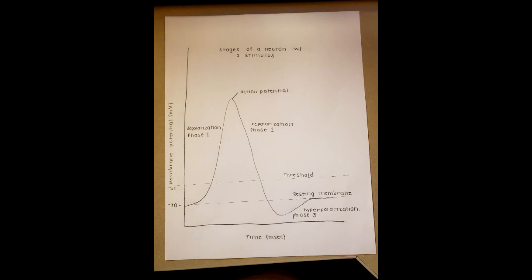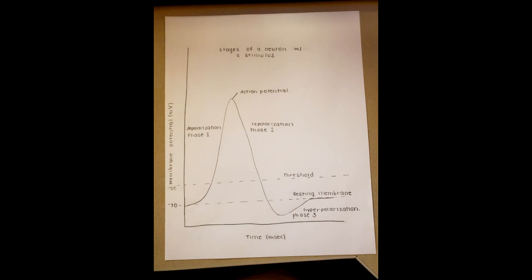Once the membrane potential reaches negative 55 millivolts, or threshold, the cell will depolarize as seen in phase 1 until it reaches an action potential at 30 millivolts. The neuron will then repolarize by closing the sodium ion channels and opening the potassium ion channels, causing the potassium ions to rush out of the cell as seen in phase 2.